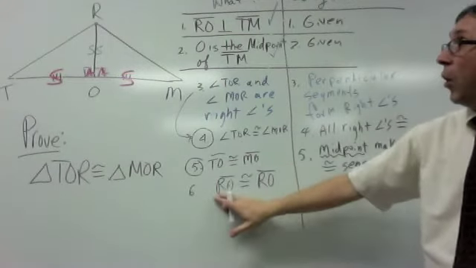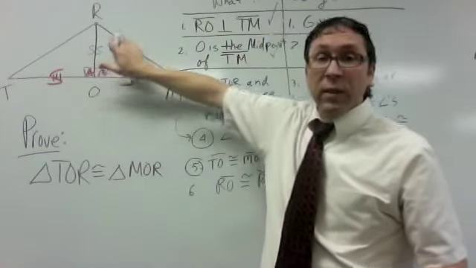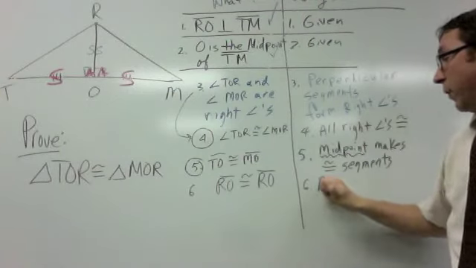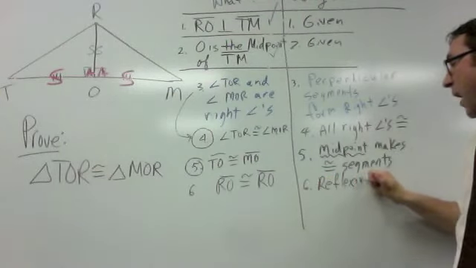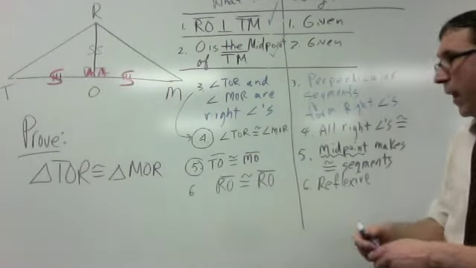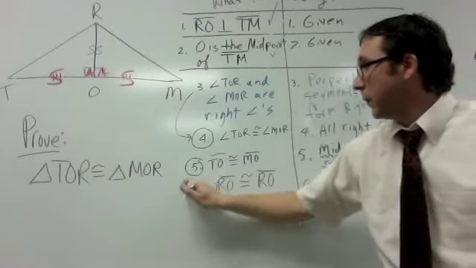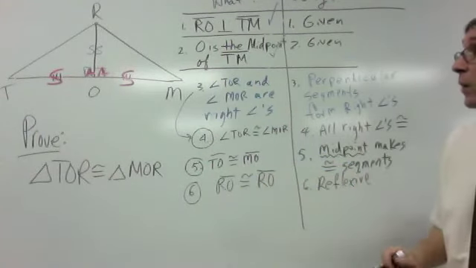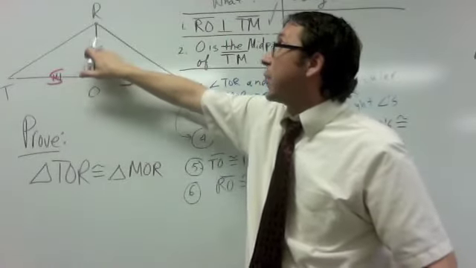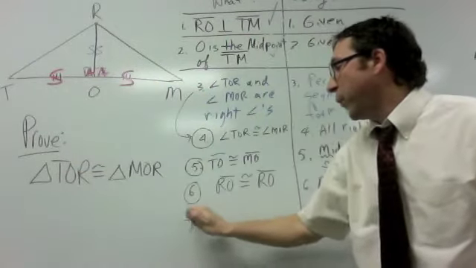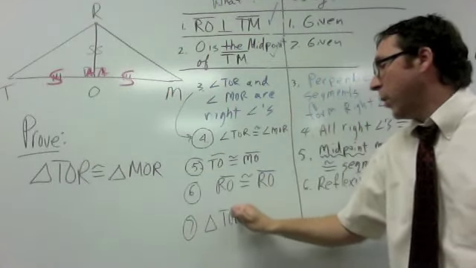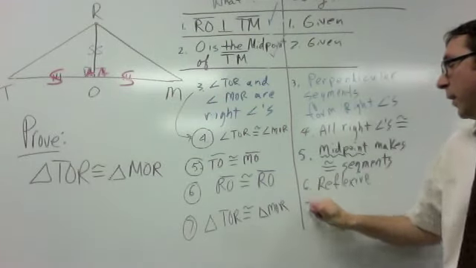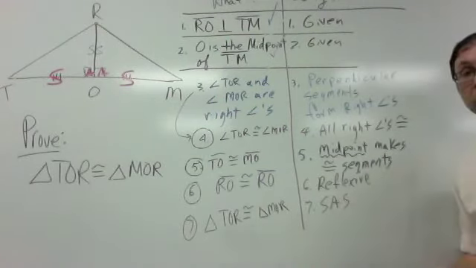That means that RO in the left triangle is the same as RO in the other triangle. So in line 6, you would write reflexive property, and you can see now we've got 3 facts that are pairing up parts from the left triangle to the right triangle. And you can see our pattern here of a side, angle, side. Now I can finish off the proof and say that triangle TOR is congruent to triangle MOR. And the reason is the side, angle, side congruence.